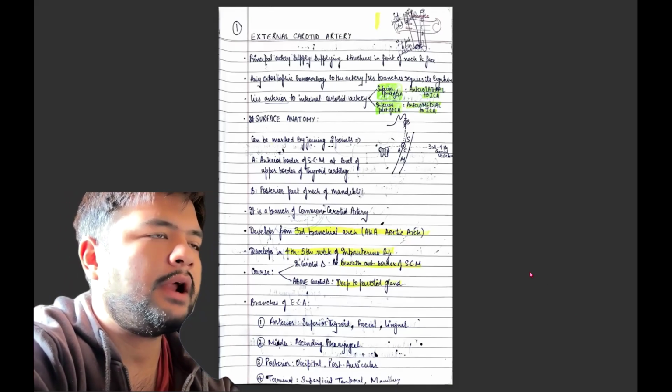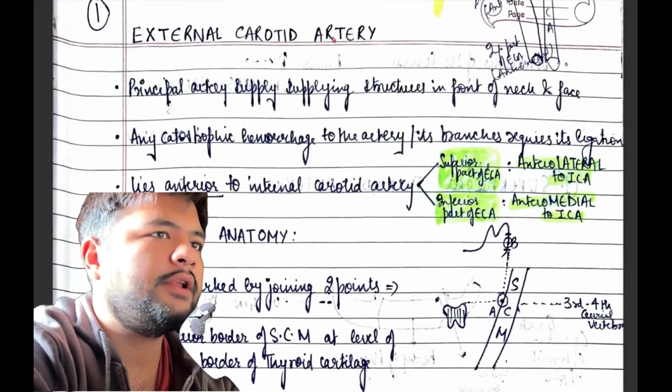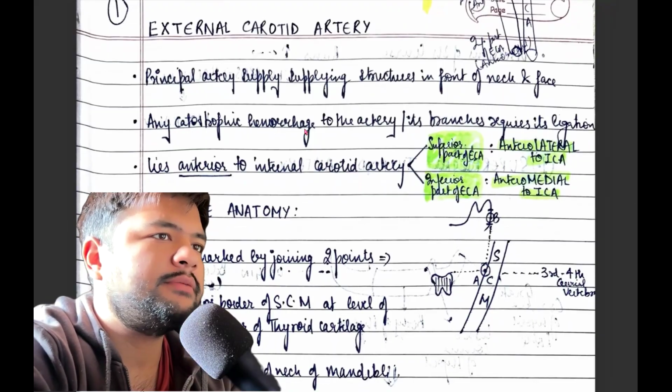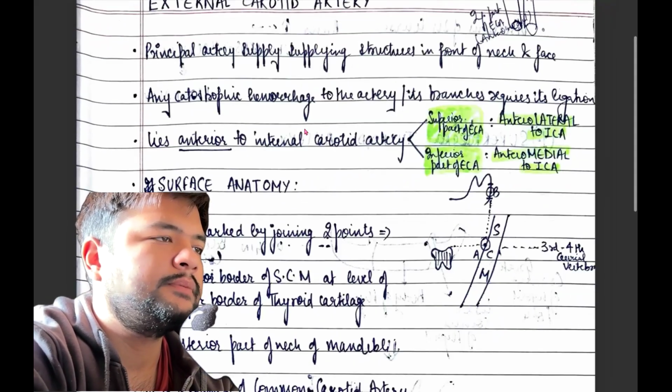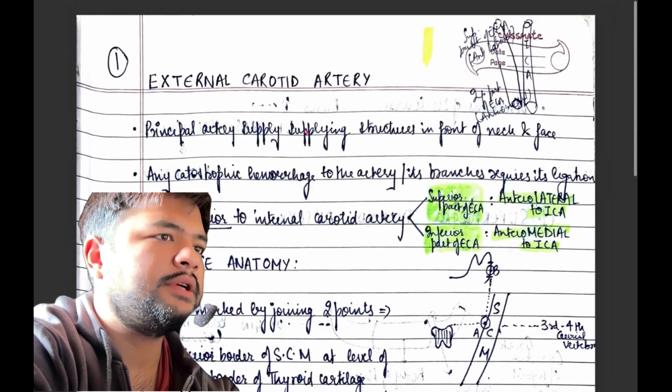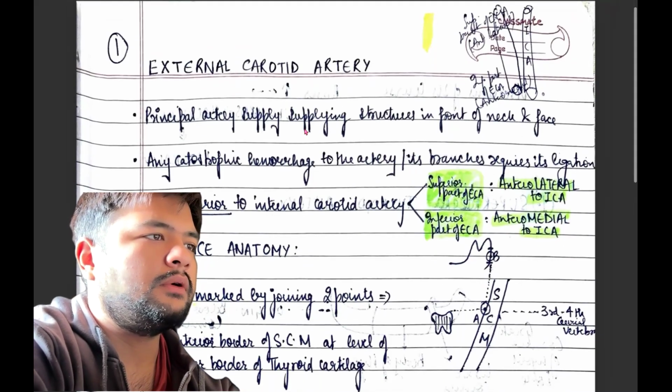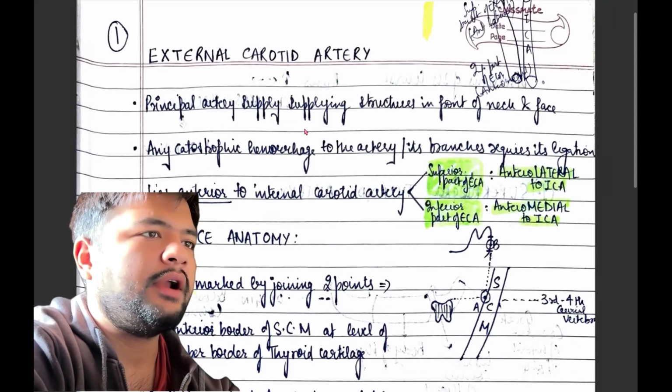It is the principal artery supplying the structures in front of the neck and face. Any catastrophic hemorrhage to the artery or its branches requires its ligation. The ligation points will be discussed in the next part of the PPT. So it lies anterior to the internal carotid artery.